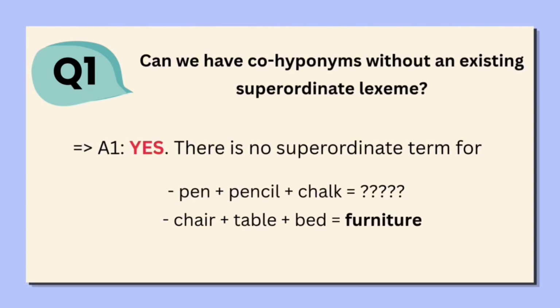This leads us to our first question. Can we have specific terms, or co-hyponyms, without an existing general category word for them? The answer is yes. For instance, chair, table, and bed naturally group under the superordinate term furniture. However, if we group pen, pencil, and chalk, there is no single, standard everyday lexeme that acts as their umbrella term. We have a gap at the top of the hierarchy.